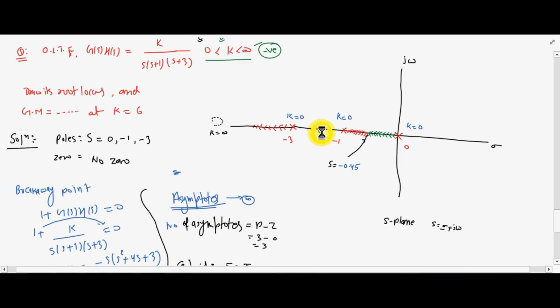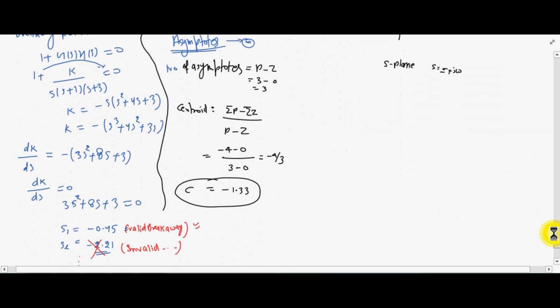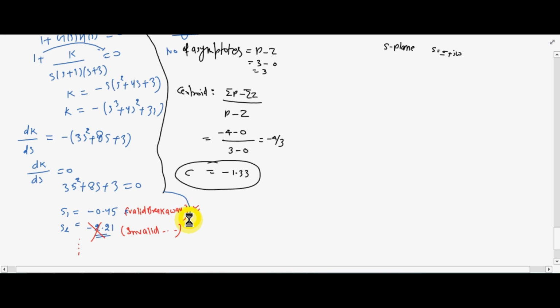This is the location of minus 1.33, less than minus 1. Let us assume this is the location; it may be here or there, but I am assuming here. This is the centroid. Now first we have to calculate the angle of asymptotes. The angle of asymptotes is calculated by a formula.